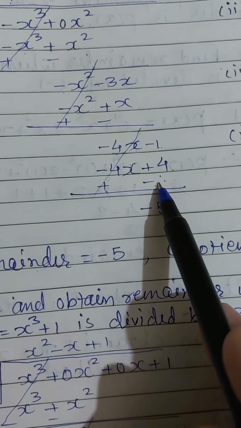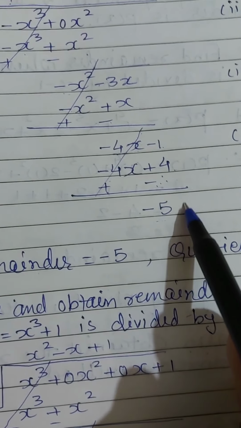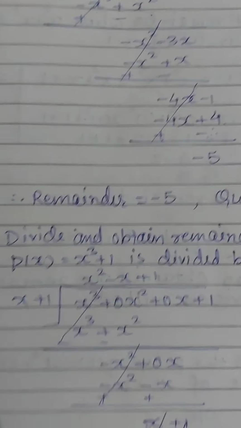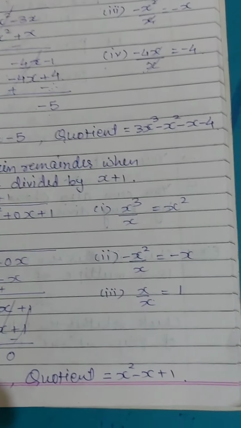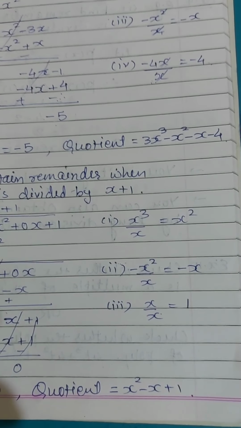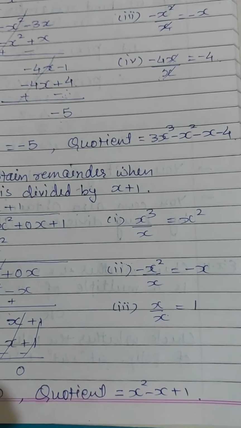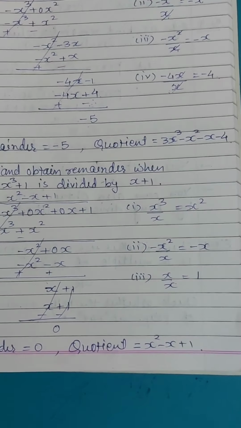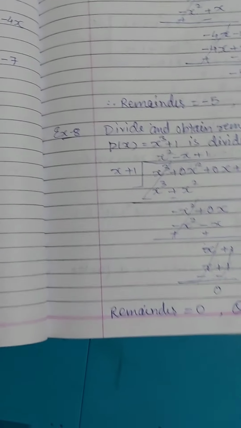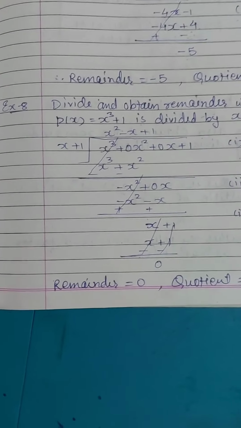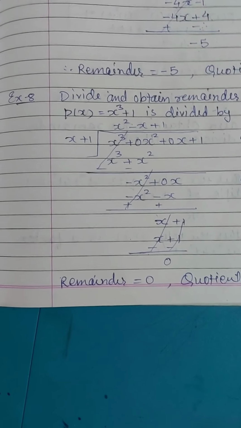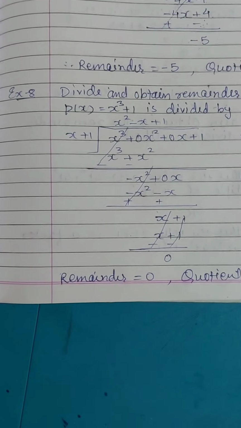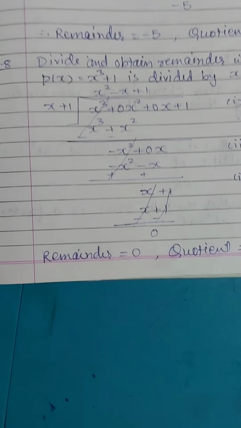Minus 1 and minus 4 is left. It is added, so it is minus 5. So the remainder is 5 and the quotient is 3x cube minus x square minus x minus 4. So this is completed. Again we are going to take one more example to clear it, because it is quite typical. So we are taking 2 or 3 examples to understand it, right?